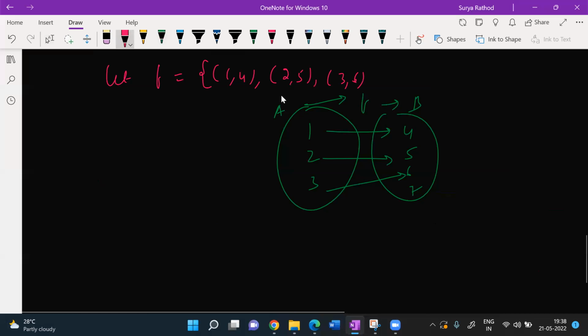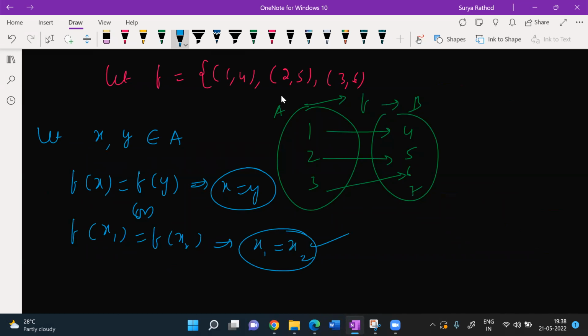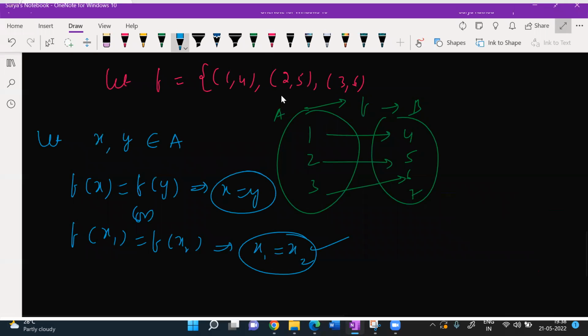How can I show that it is a one-one function? Simple. Let x, y be elements from set A. Suppose f of x is equal to f of y, then x must be equal to y. Sir, you are writing some other definition here. No, beta, you can write it like this also, no problem. f of x1 equals f of x2 can be written as x1 equals x2. We have to show x1 equals x2. Then only I can show that it is a one-one function.